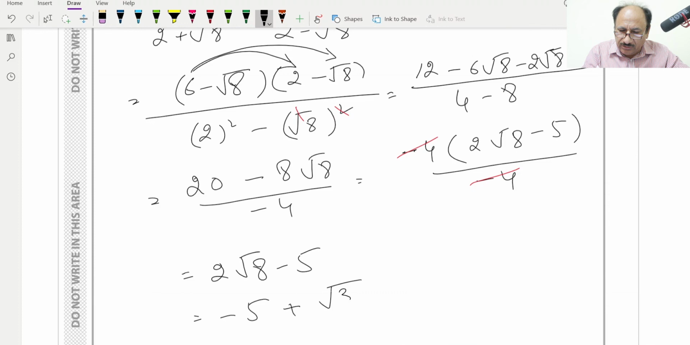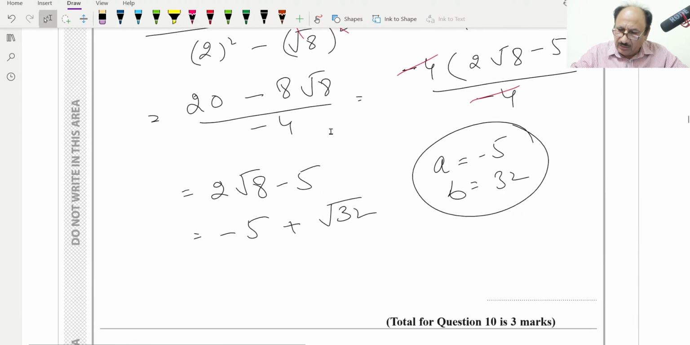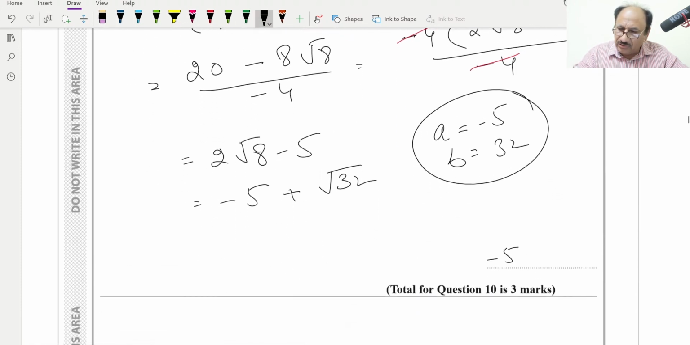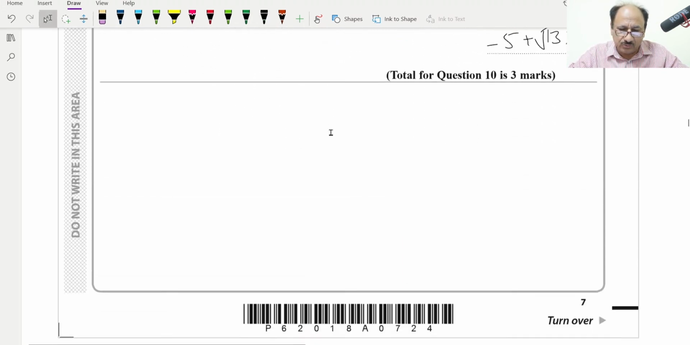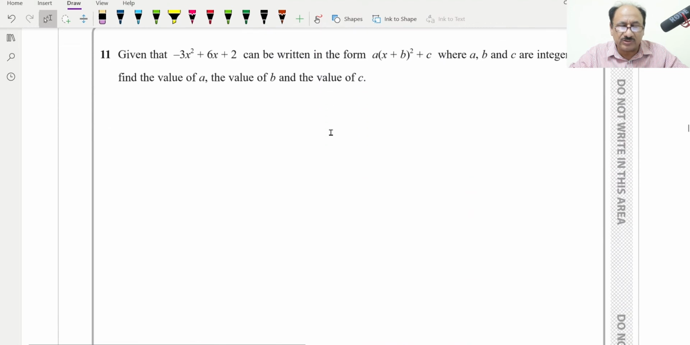We can write 2 under root 8 as under root 32. When we shift 2 under the root, it will be 4, 4 into 8 will be 32, and from here we can see a is minus 5 and the b value is 32, which is required, and we can write the answer over here: minus 5 plus under root 32. This will be our final answer for this question. Hopefully you understood this question also.